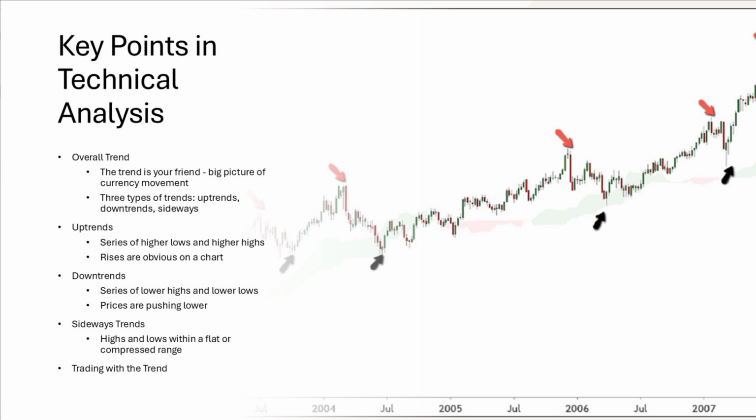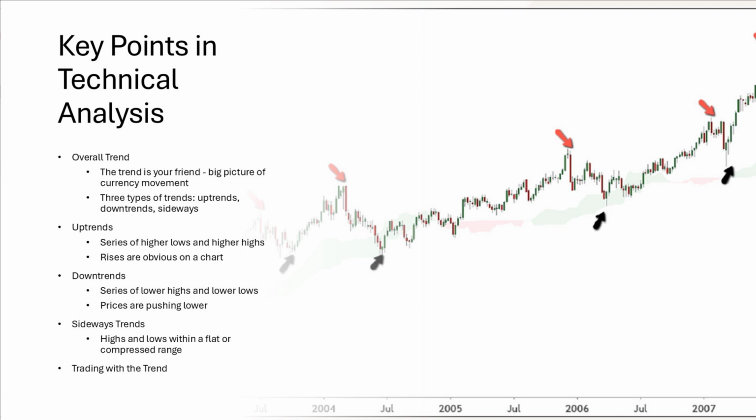First, the overall trend. Always remember this saying, the trend is your friend. Think of this as the big picture of the movement of a currency. There are three types of trends: uptrends, downtrends, or sideways. Uptrends are defined as a series of higher lows and higher highs. These rises should be obvious when viewed on a chart. Downtrends are defined as a series of lower highs and lower lows. Similarly, we can easily see that prices are pushing lower.